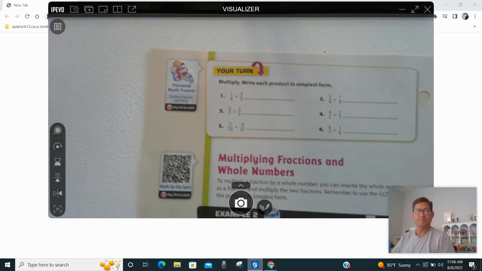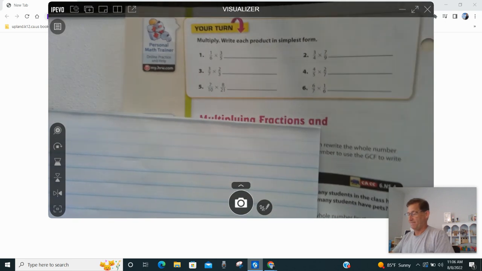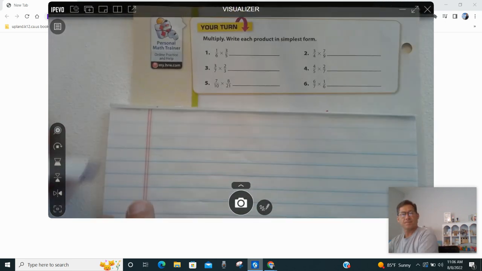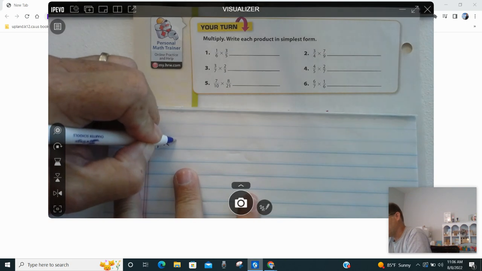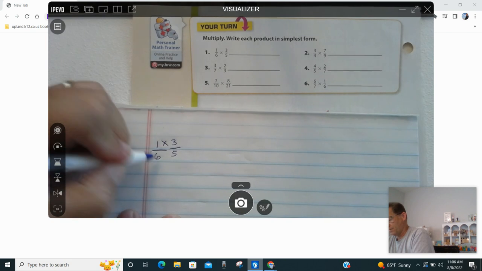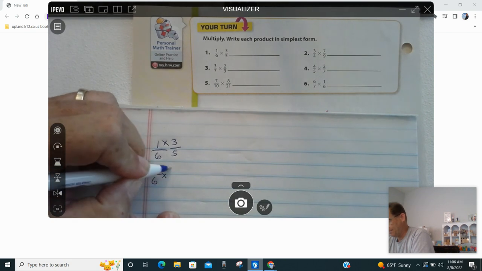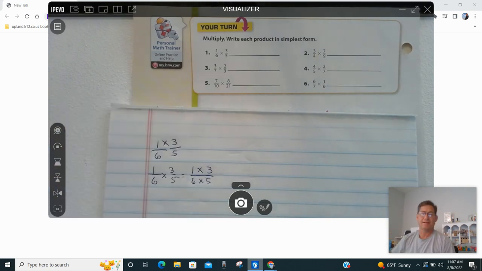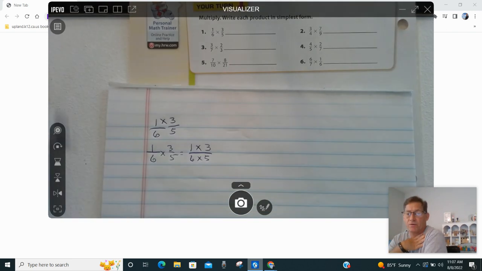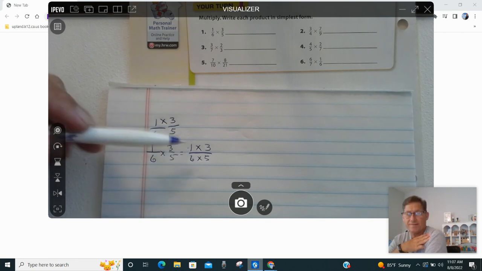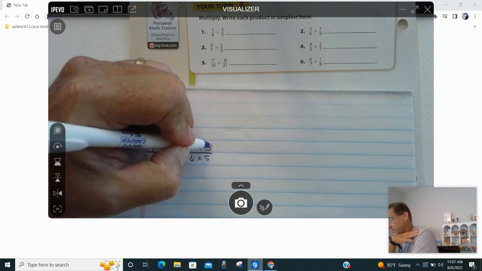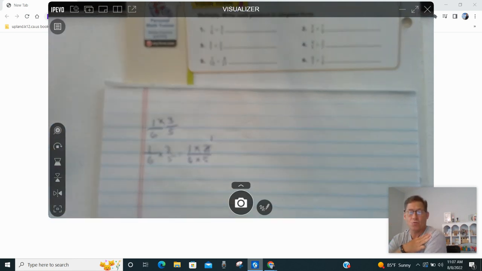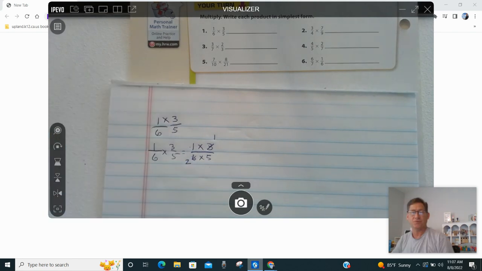All right, so let's practice some. So we have 1/6 times 3/5. All right, so again, let's rewrite that so that we have the numerators on top together and the denominators. Now let's see if we can simplify before we start. Well, there's only one factor of 1, so that's not going to help any. 5 is not a factor of 3 or 1, so there's nothing to do there. But 3 is a factor of 6, so let's reduce or simplify. 3 divided by 3 is 1, and 6 divided by 3 is 2.